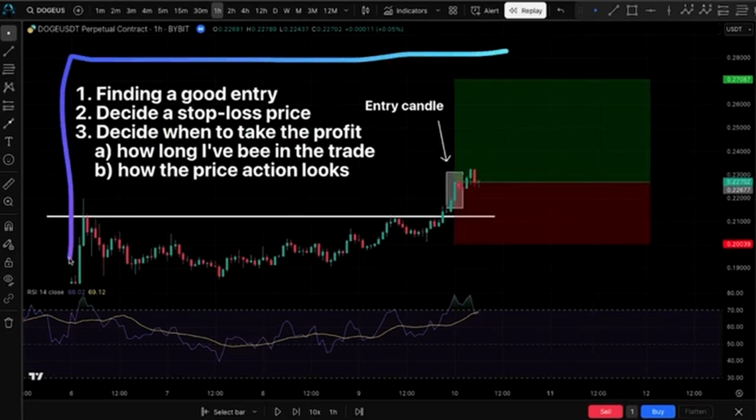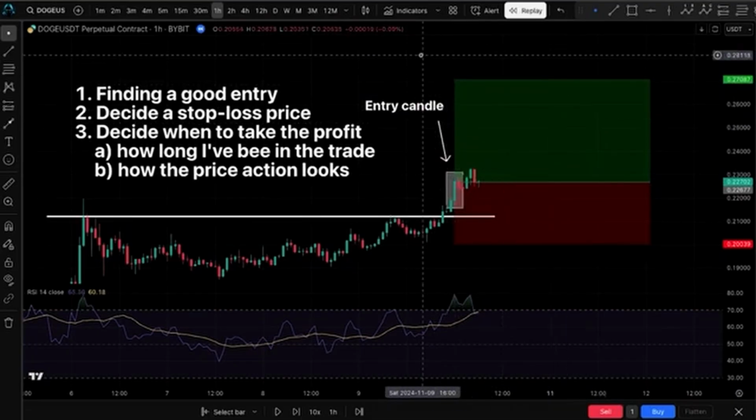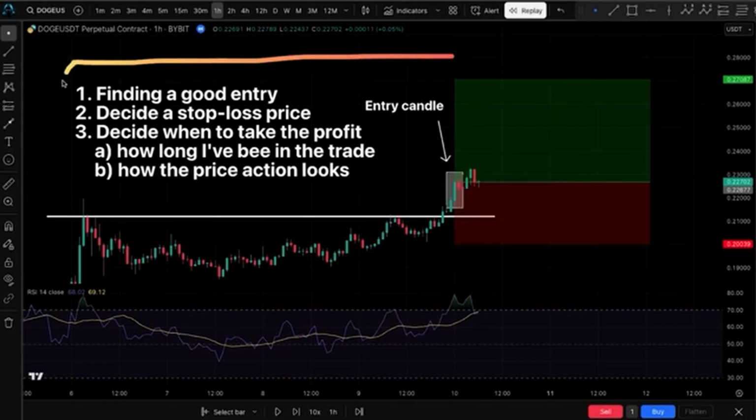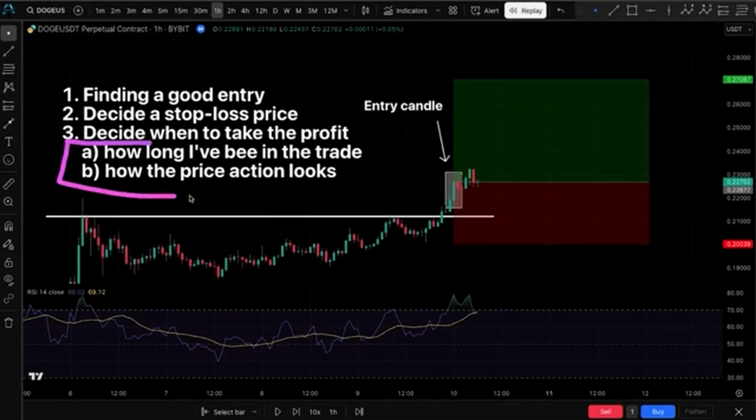And once again, I wish I could tell you exact levels, exact times, and exactly what to do, because all beginners in trading, they want to find templates. They want to find stuff that they can just copy right away. But keep in mind, guys, trading is a skill. You cannot just copy exactly what someone is doing. But this is my thought process when I decide when to take the profit.